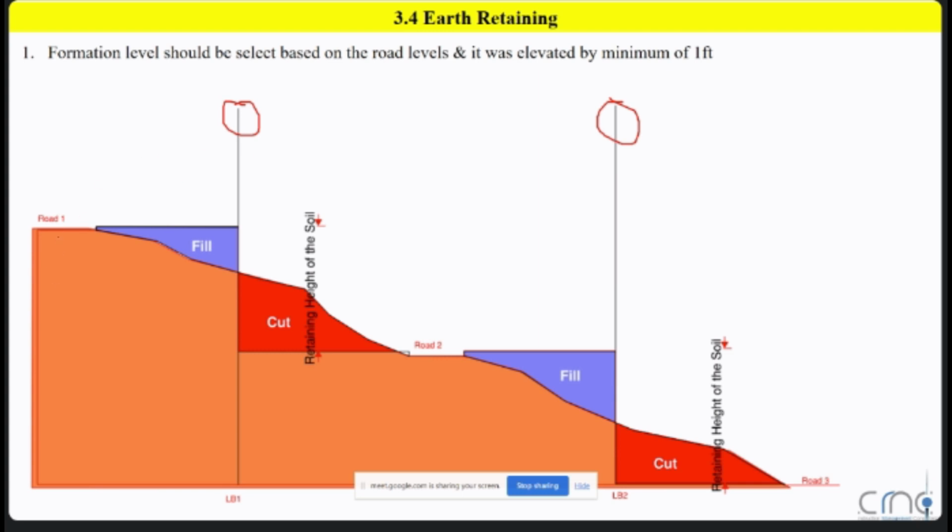You need to consider your formation level of this house considering the road 1. That means if you want to construct a structure there like this, you need to consider the zero level and formulate a minimum of 1 feet above, where your structure will be constructed. Otherwise, what will happen? Your surface runoff will go through your structure. Definitely, your structure should be elevated by 1 feet.